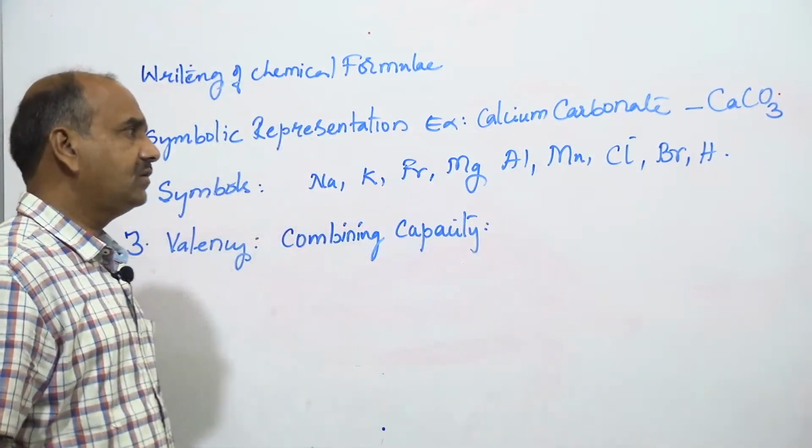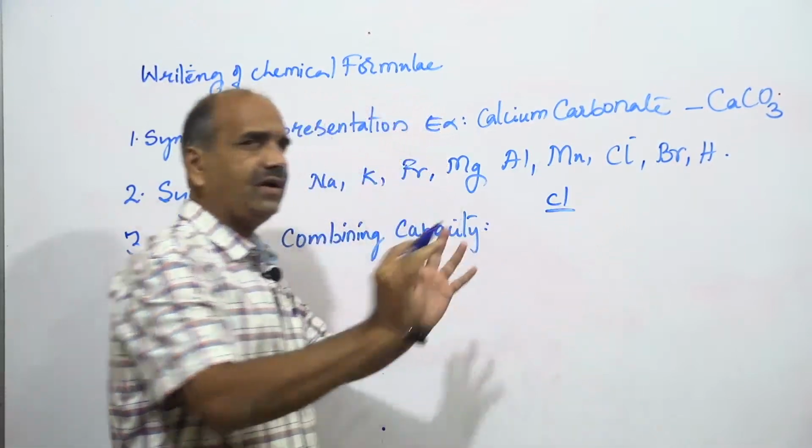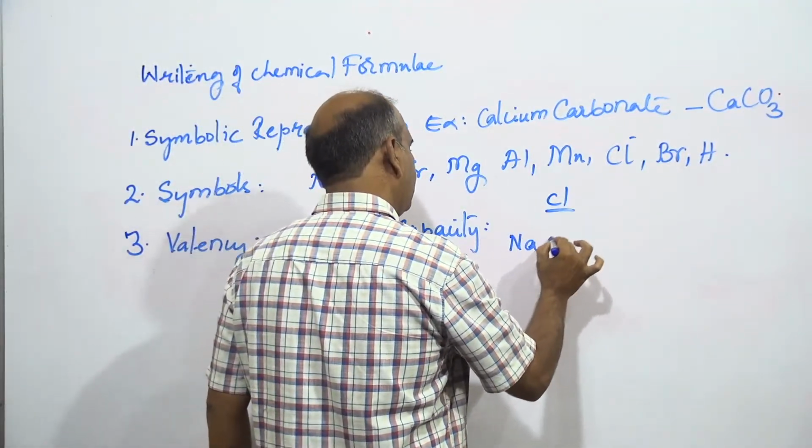Okay. Now, say for example, you take chlorine bonding with different metal atoms. When it is bonding with sodium, you have NaCl.